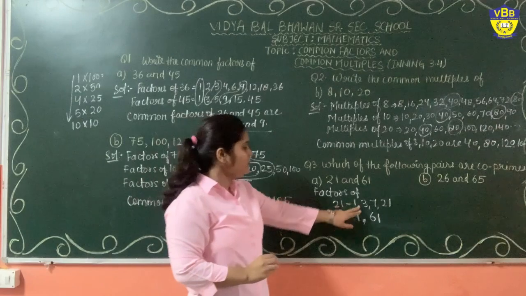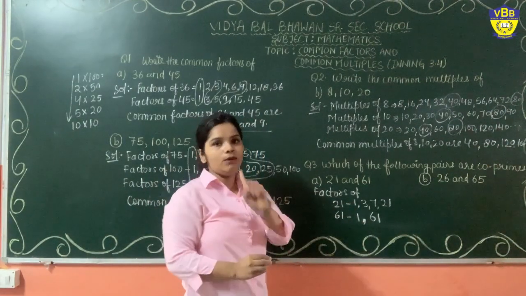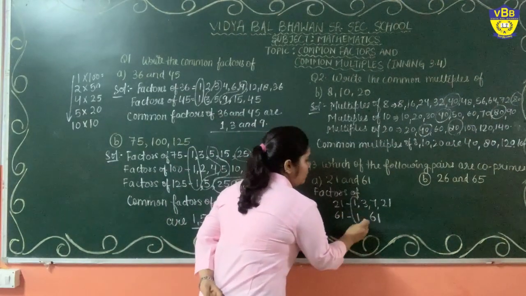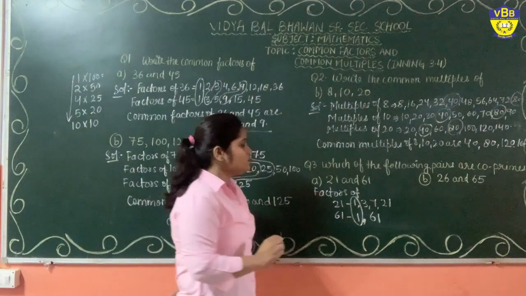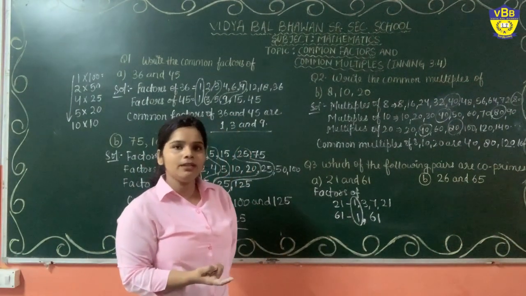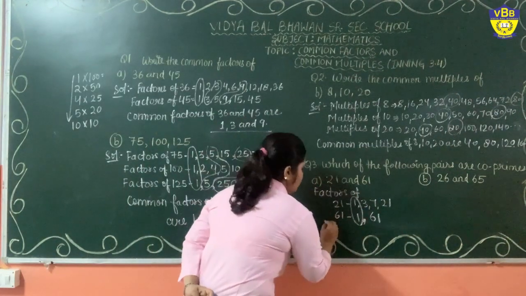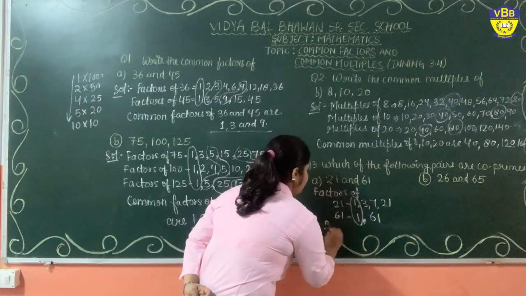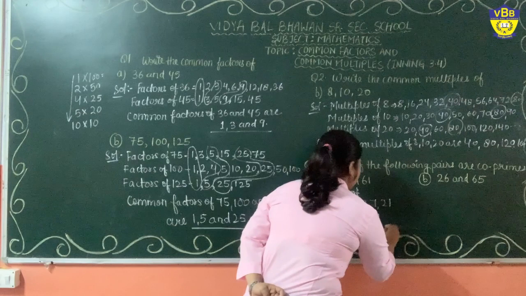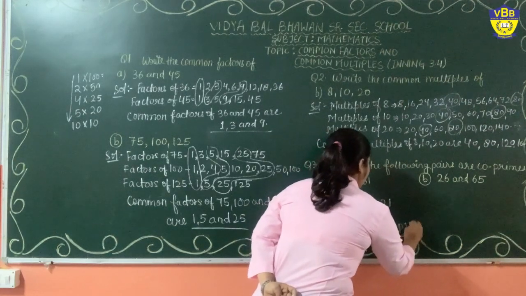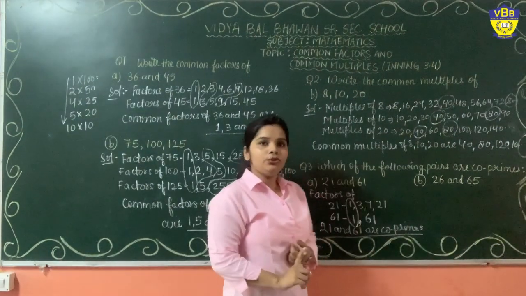Now the common between the factors of these two numbers is only 1, you can see. This is the only common factor of these two numbers. So is it a co-prime number? Yes, it is co-prime. The pair given here is a co-prime number. We will write 21 and 61 are co-prime numbers. Same we need to do in the next part.